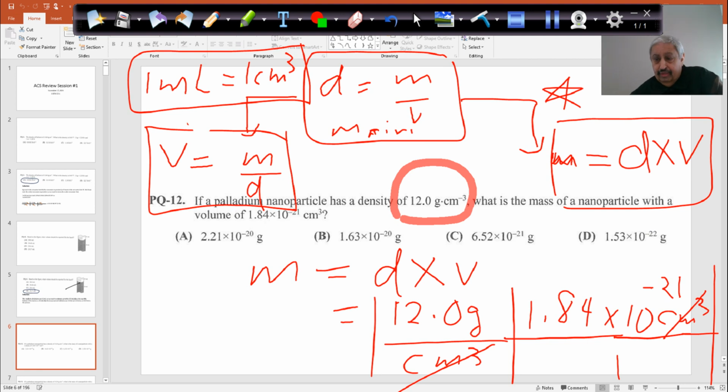Okay, guys. So now, what's the answer here? And remember, you have to observe sig figs. This here is 3 sig figs, and this one is 3 sig figs.